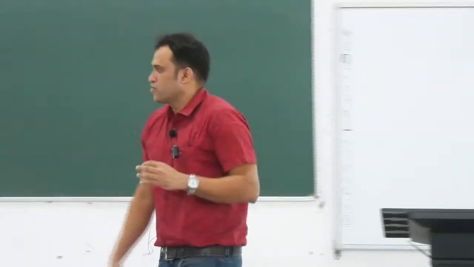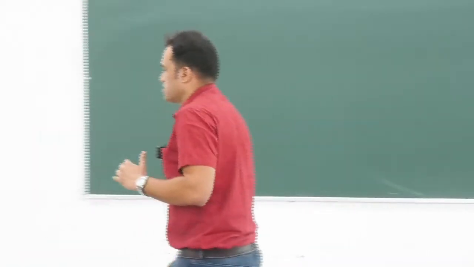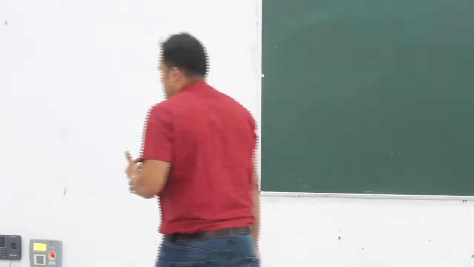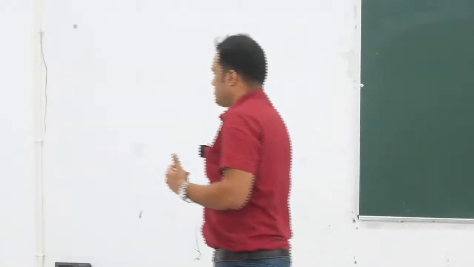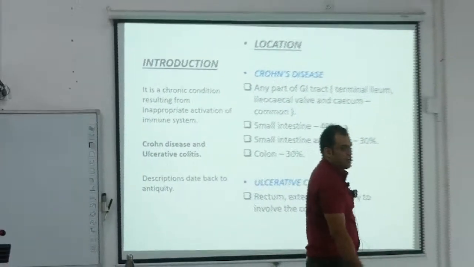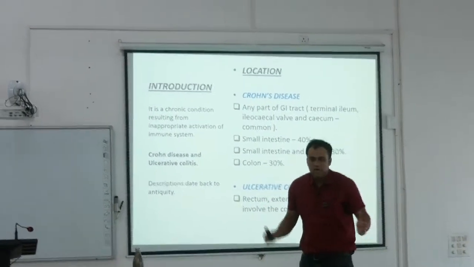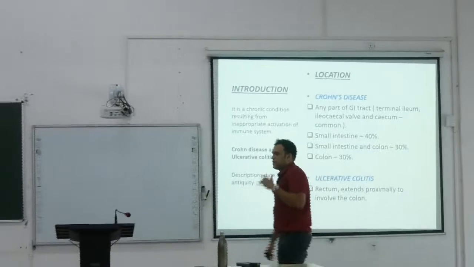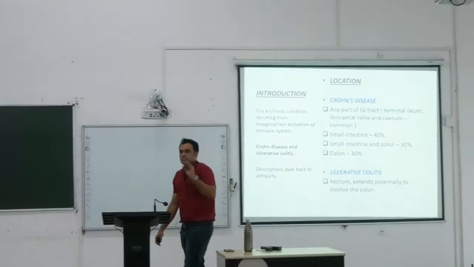So what is ulcerative colitis? The basic pathology in ulcerative colitis or Crohn's disease is improper or inappropriate activation of the immune system. So this immune system plays a pivotal role in the pathology of ulcerative colitis and Crohn's disease.